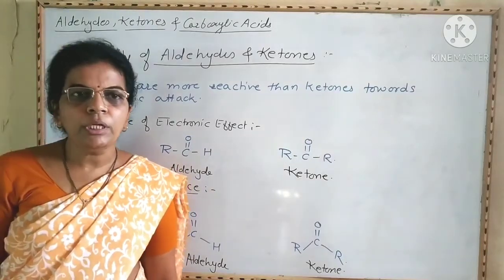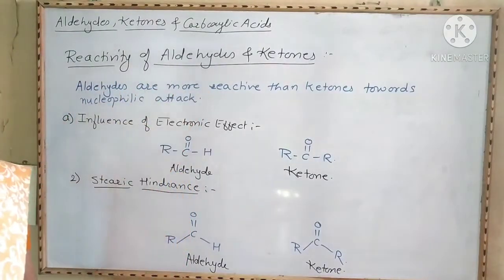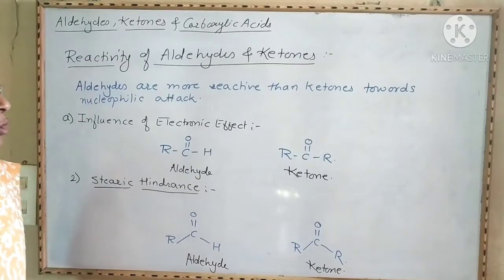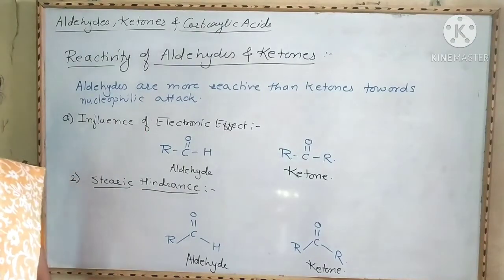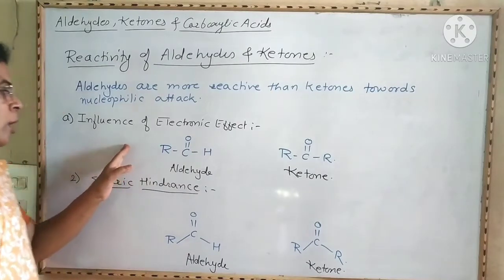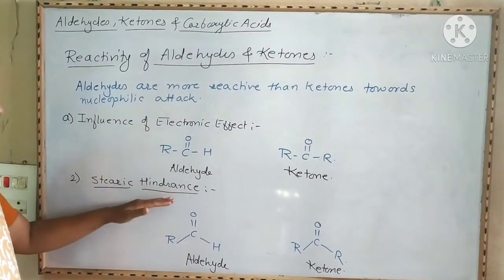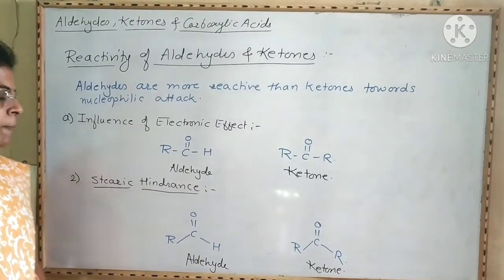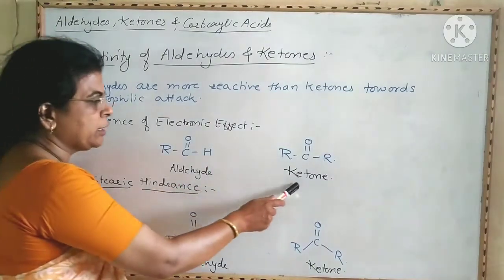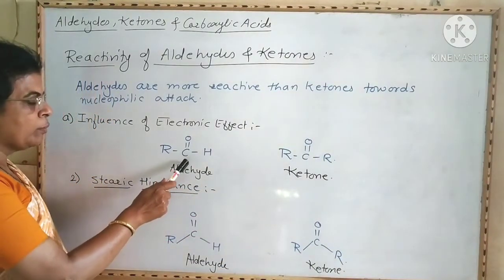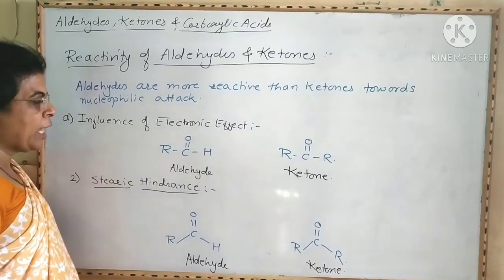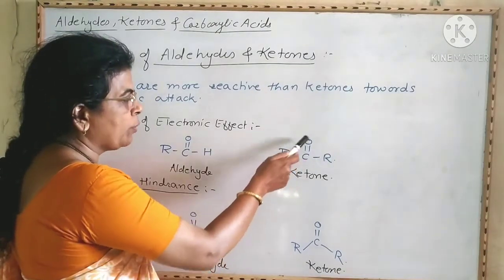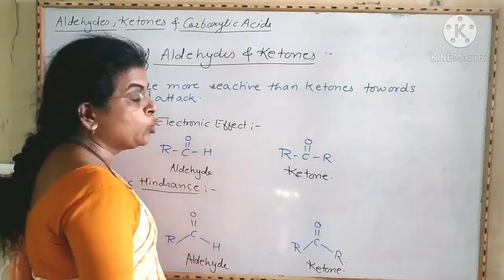Next point, we are going to see the reactivity of aldehydes and ketones. Aldehydes are more reactive than ketones towards nucleophilic attack. This can be explained on the basis of electronic effect and steric hindrance. First we are going to see the influence of electronic effect. Here this is an aldehyde molecule and this is a ketone molecule. In the aldehyde molecule, the carbonyl group is bonded to an alkyl group and a hydrogen atom, and in the ketone, the carbonyl group is bonded to two alkyl groups.